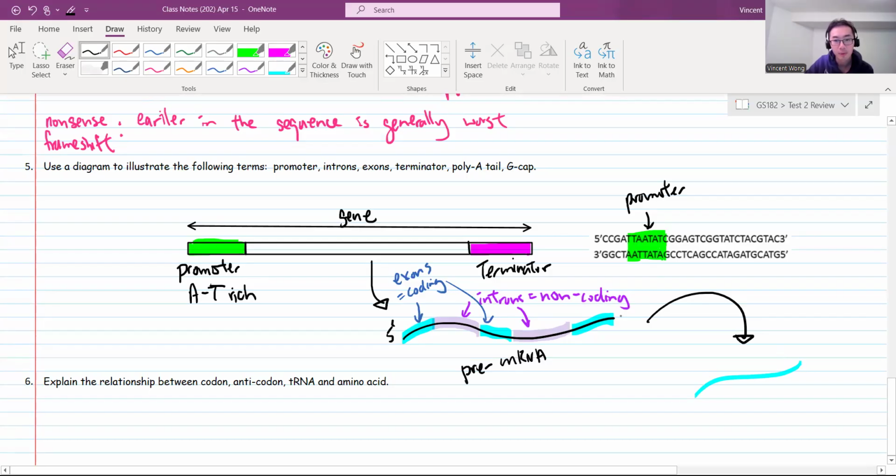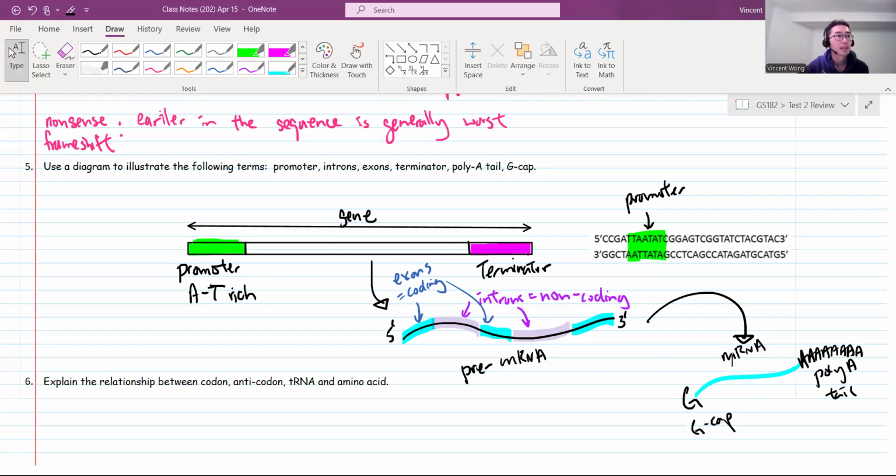Put a 5 prime and 3 prime here. You're going to put a special G on the 5 prime, called a G cap. And then you're going to put a bunch of A's on the other end. That's the poly A tail, and that's the G cap. That would be the finished mRNA. So that's the process of transcription, basically.